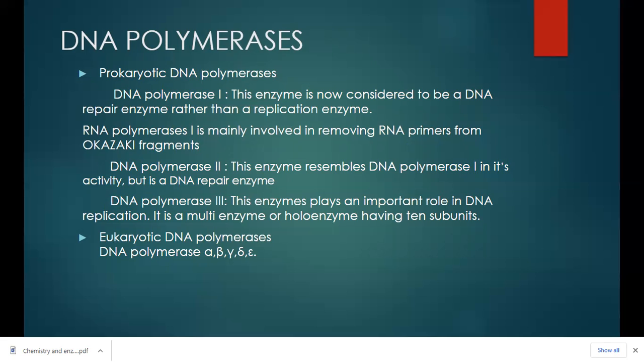DNA polymerase 3 enzyme plays an important role in DNA replication. It is also known as a holoenzyme or multi-enzyme complex having 10 subunits. In eukaryotic DNA polymerases, there are five types: alpha, beta, gamma, delta, epsilon.